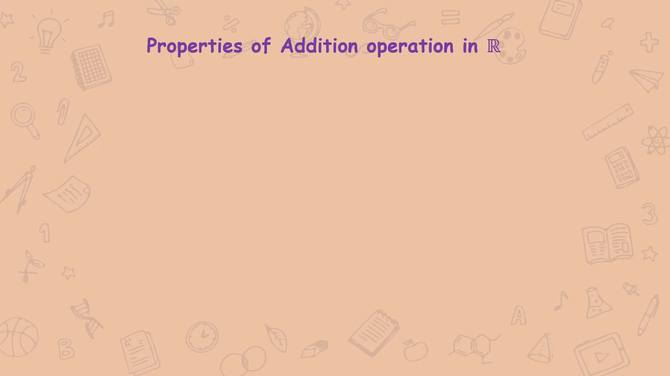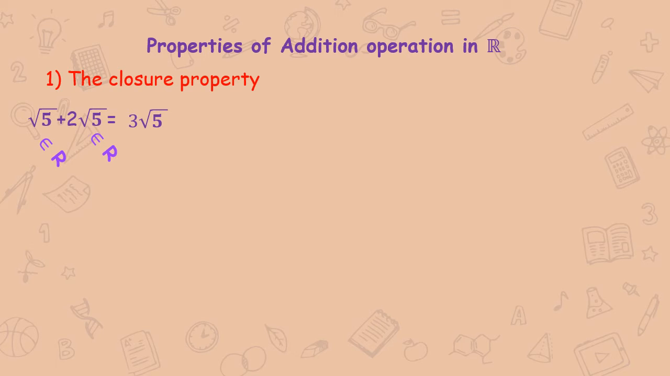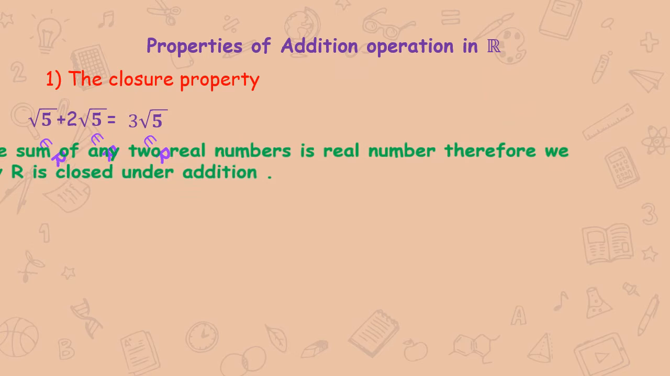Properties of addition operation in R. The first property is closure property. What's the meaning of closure property? Closure property means the sum of any two real numbers must be a real number. Example, root 5 belongs to R and 2 root 5 also belongs to R. Root 5 plus 2 root 5 equals 3 root 5. 3 root 5 also belongs to R. Therefore, we say R is closed under addition operation.